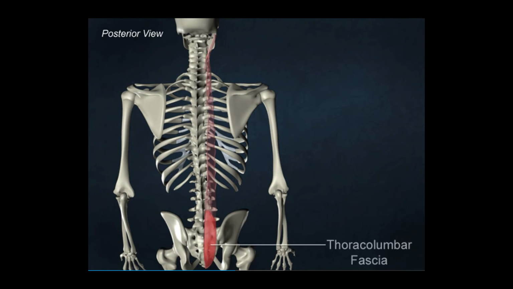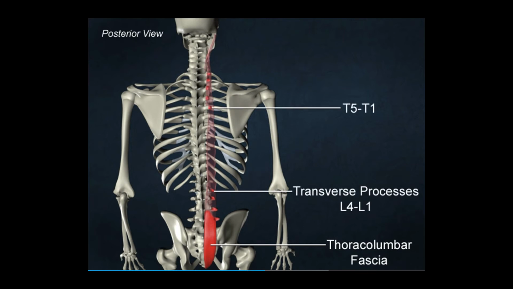The origins are from the thoracolumbar fascia, the transverse processes of L4 through L1 and T5 through T1, as well as the articular processes of C7 through C4.